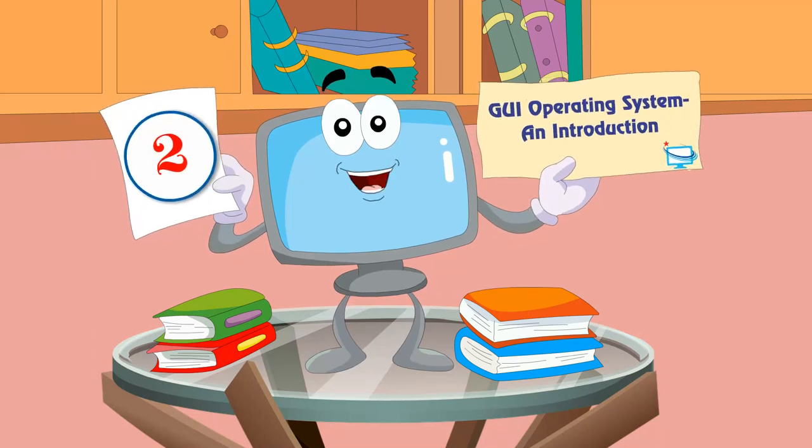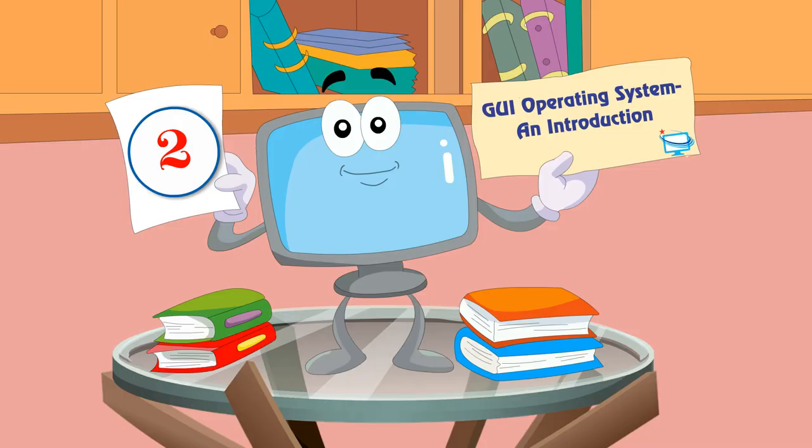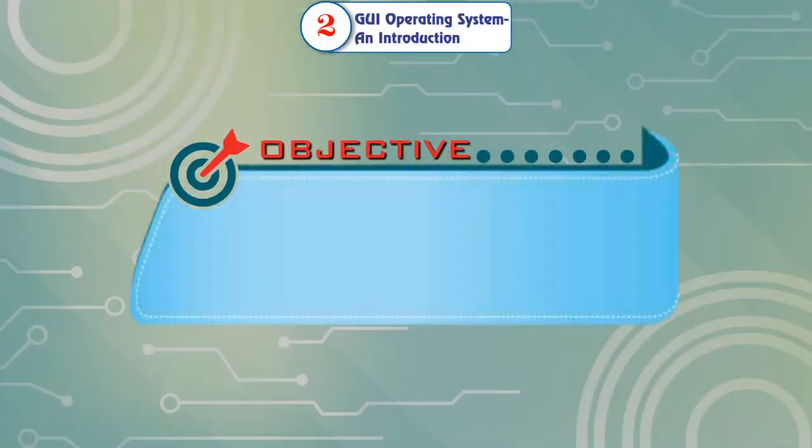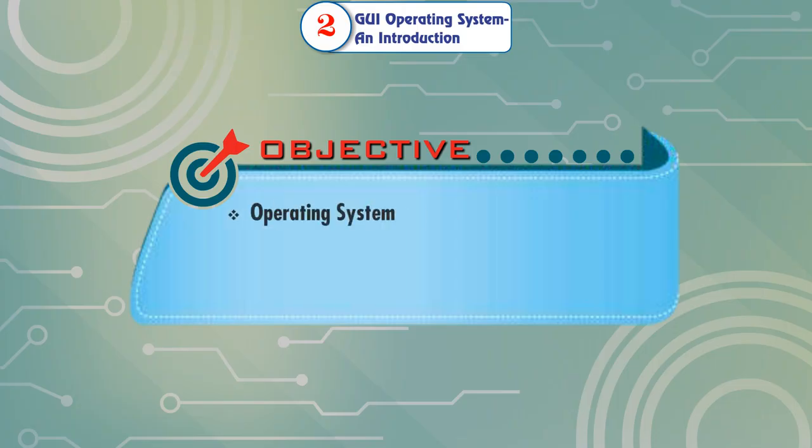Chapter 2: GUI Operating System. An Introduction. Objective. Introduction. Desktop. Live tiles. Applying screen saver. User interface. Icons. Operating system. Taskbar. Universal apps.